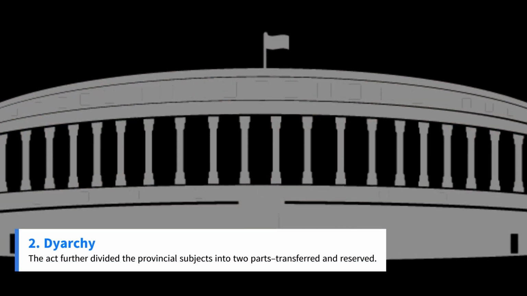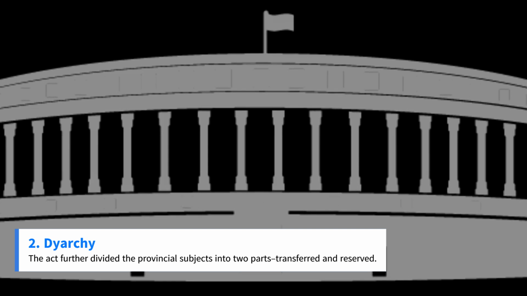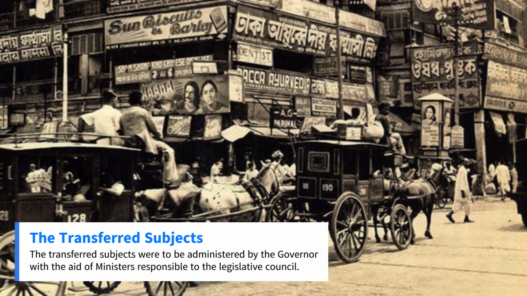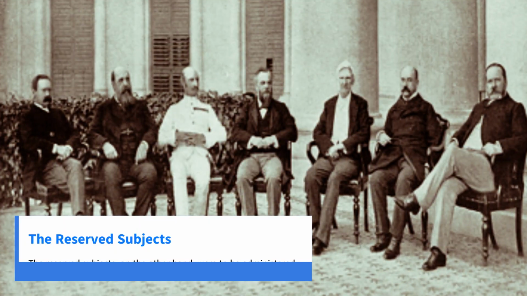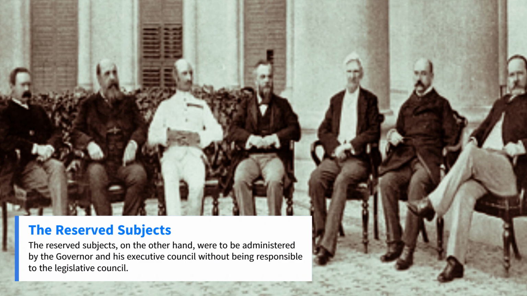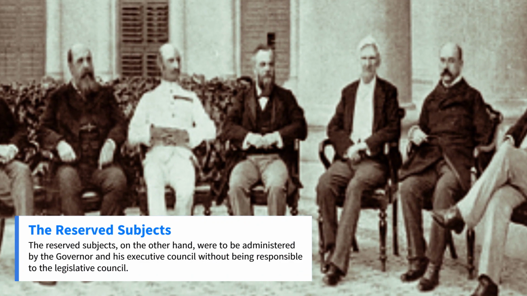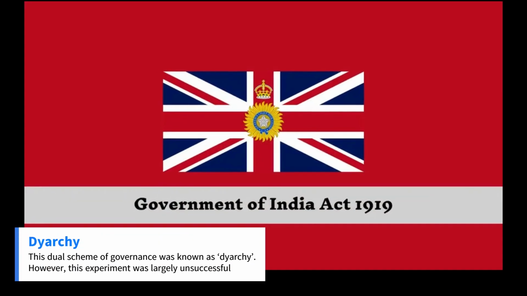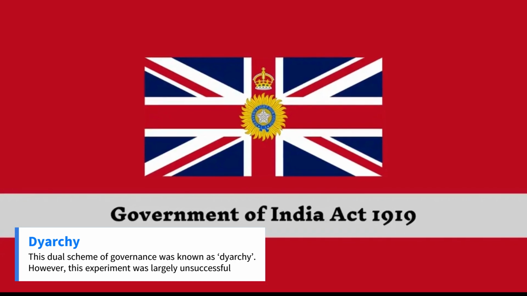2. The Act further divided the provincial subjects into two parts, transferred and reserved. The transferred subjects were to be administered by the governor with the aid and advice of ministers responsible to the Legislative Council. The reserved subjects, on the other hand, were to be administered by the governor and his Executive Council, without being responsible to the Legislative Council. This dual scheme of governance was known as diarchy. However, this experiment was largely unsuccessful.